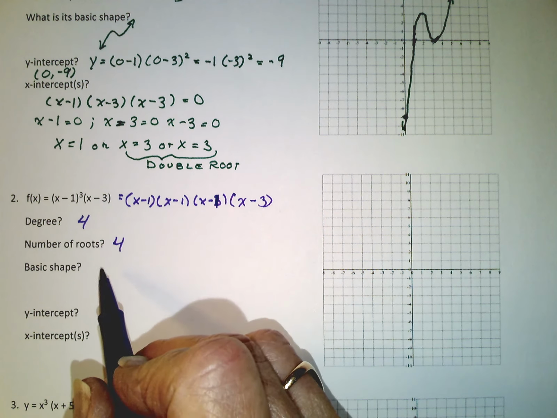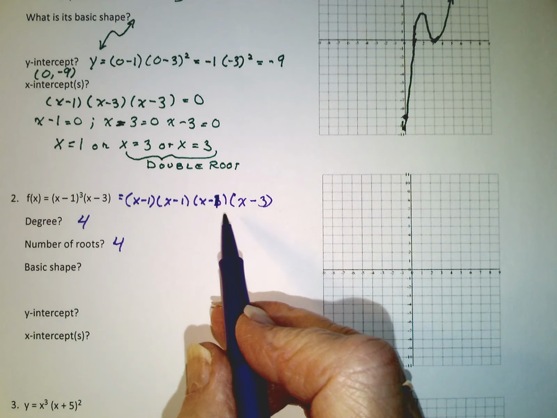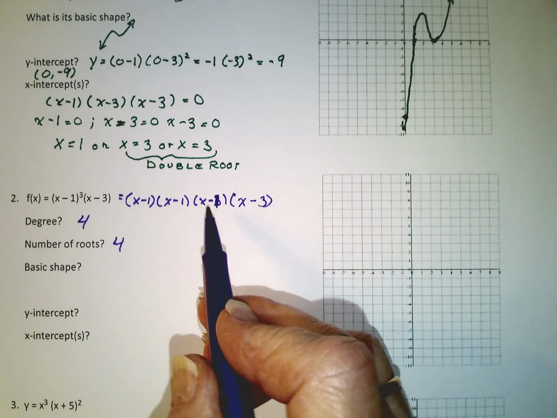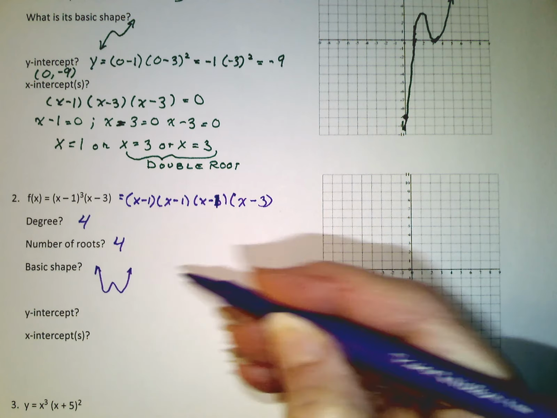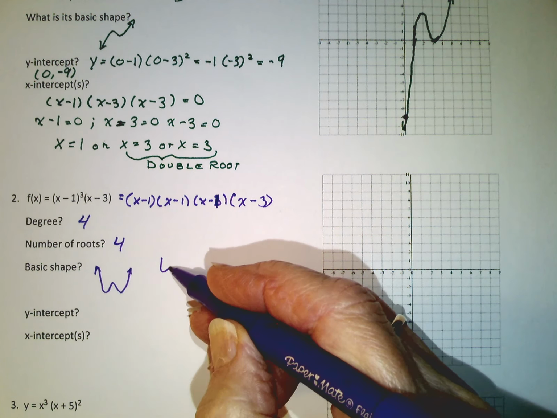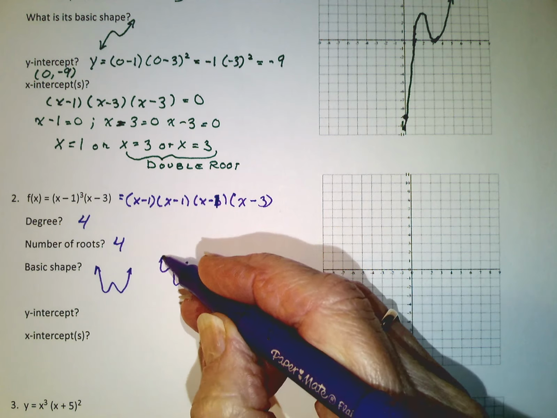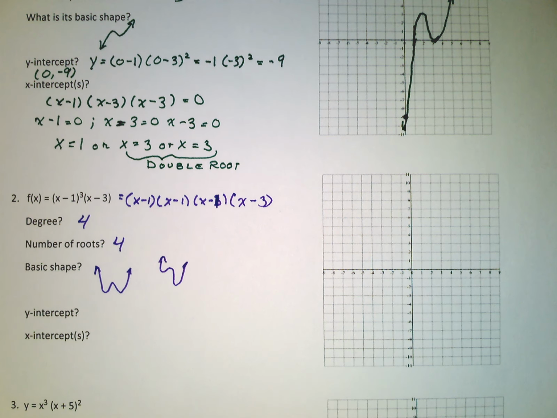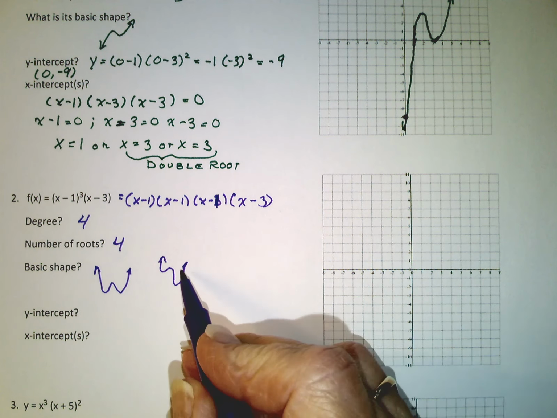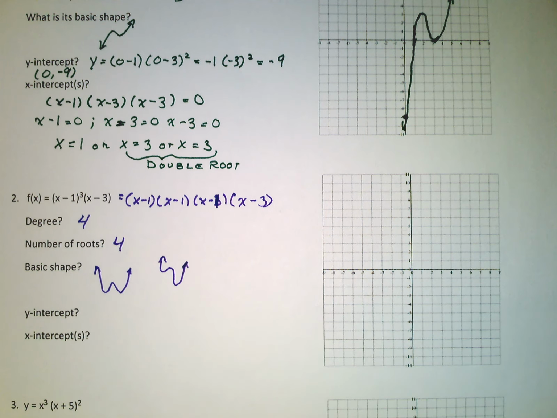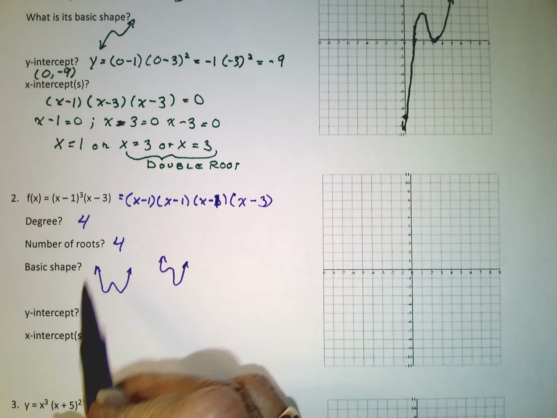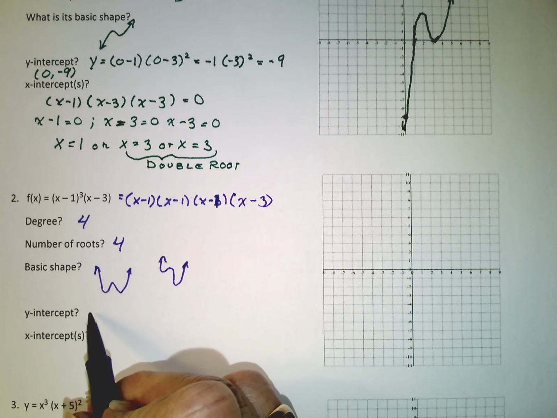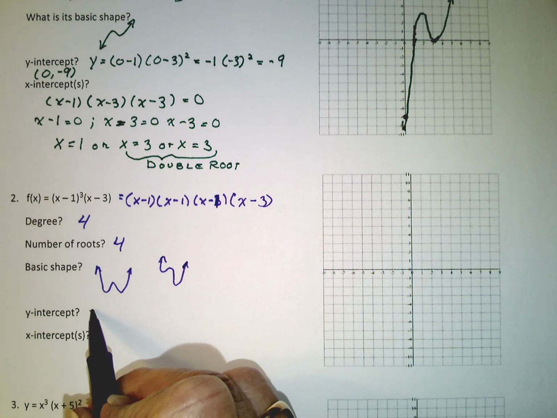Basic shape. Well, this would multiply out to a quartic, and each factor is positive. So it may look something like a W. Sometimes the W is a little lopsided, but it should be a positive quartic. Y-intercept. I'm going to use the original equation here. That means we're going to put a 0 in for all the x's.